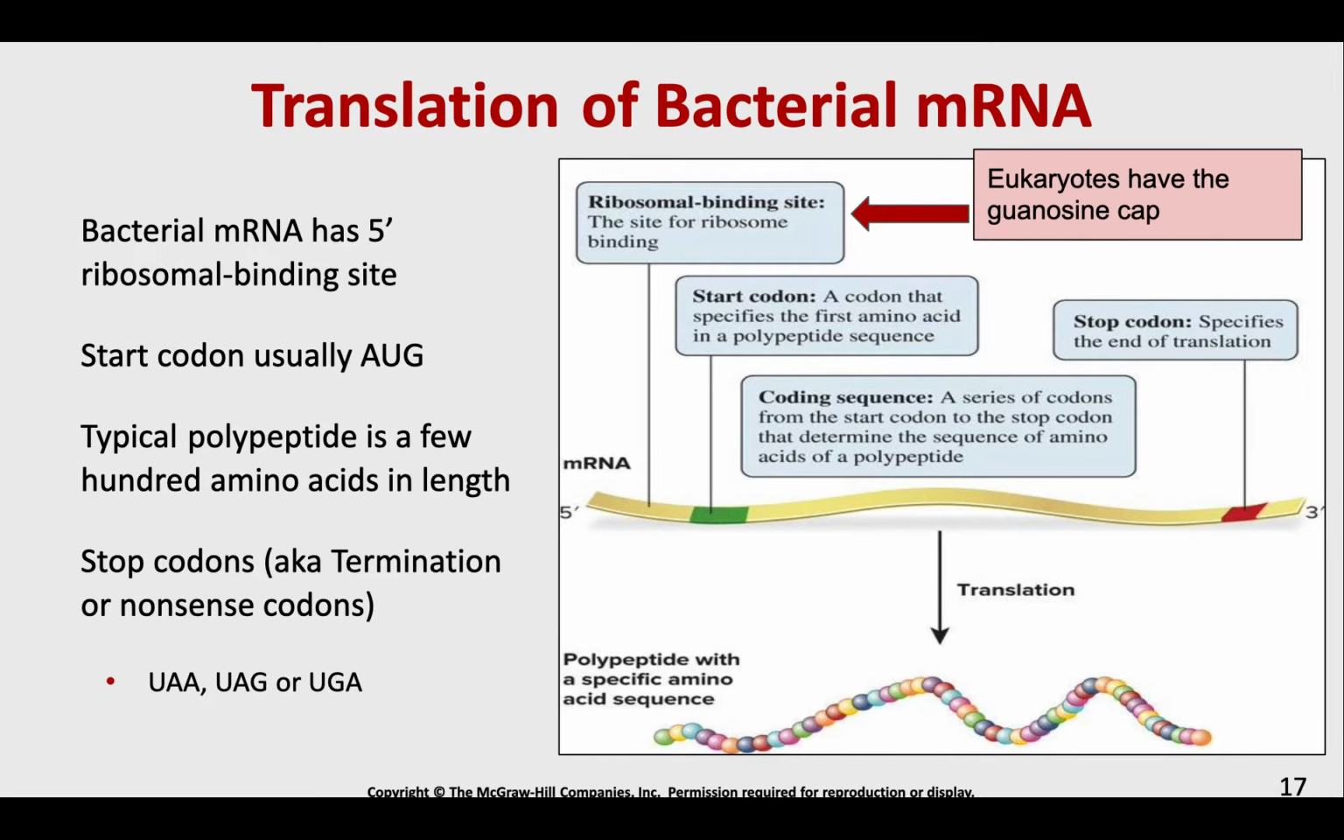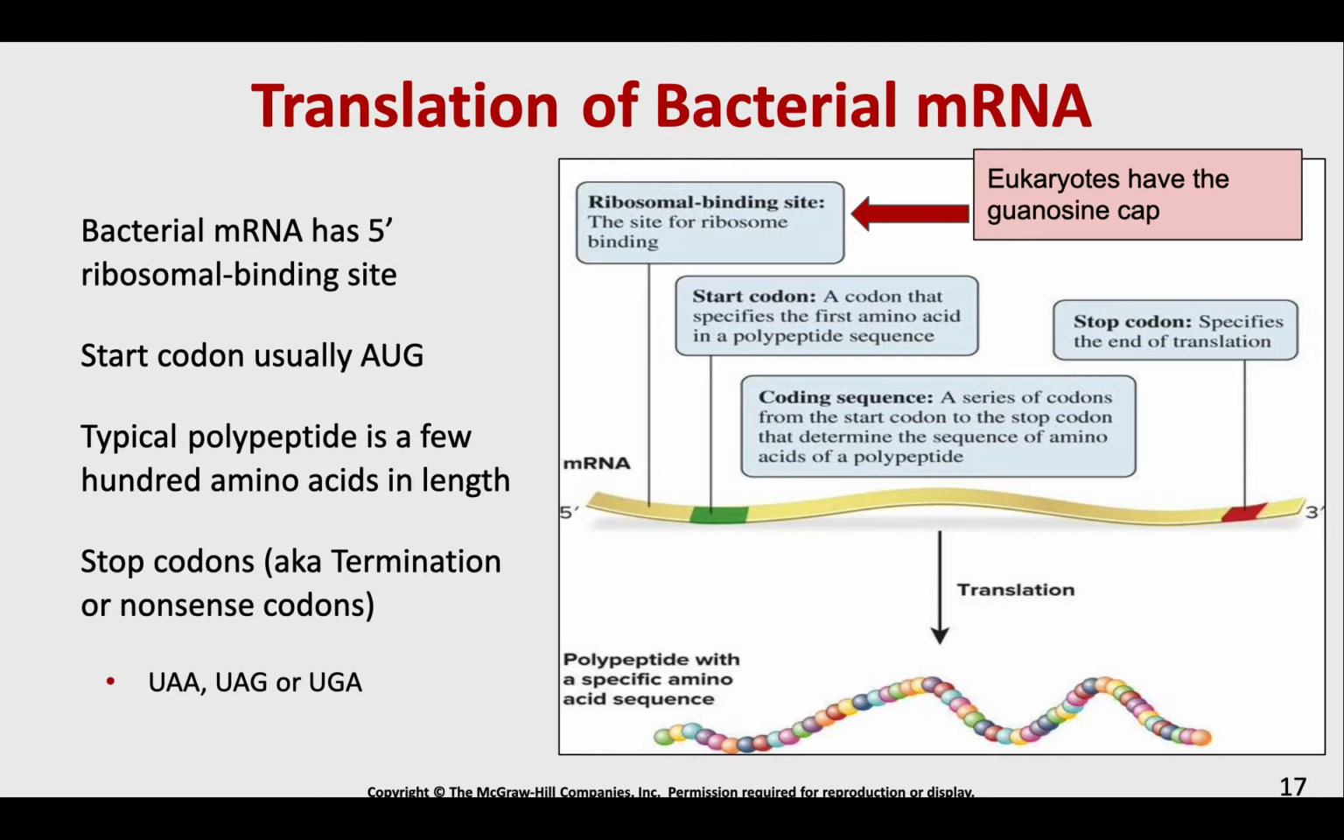All right, so let's look at translation, and we're going to look at translation of bacterial mRNA again. The first thing that we have is this ribosomal binding site. This is the site that the ribosome is going to bind onto the mRNA in order to start translation. This is what bacterial cells have, this ribosomal binding site.